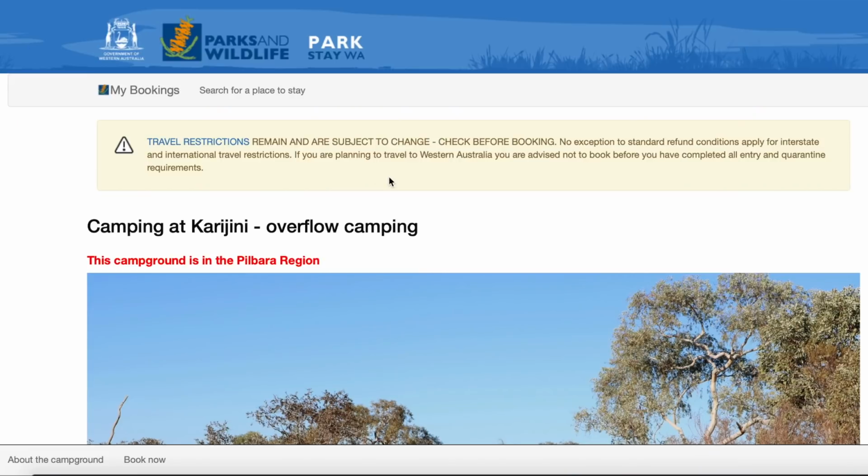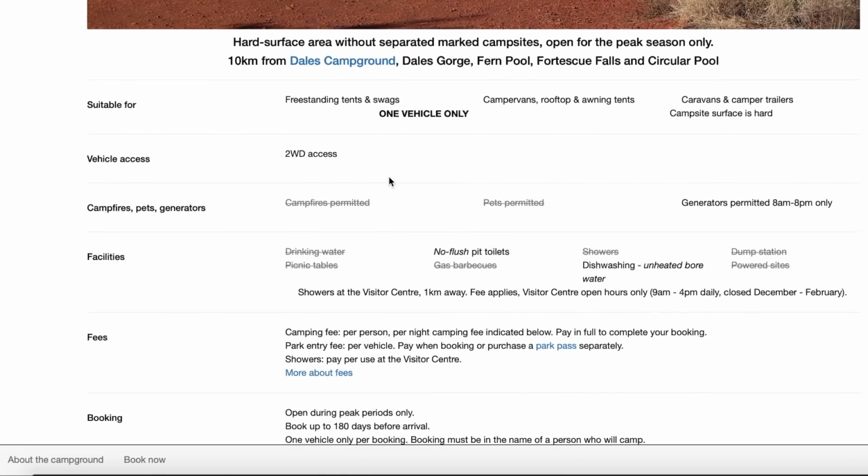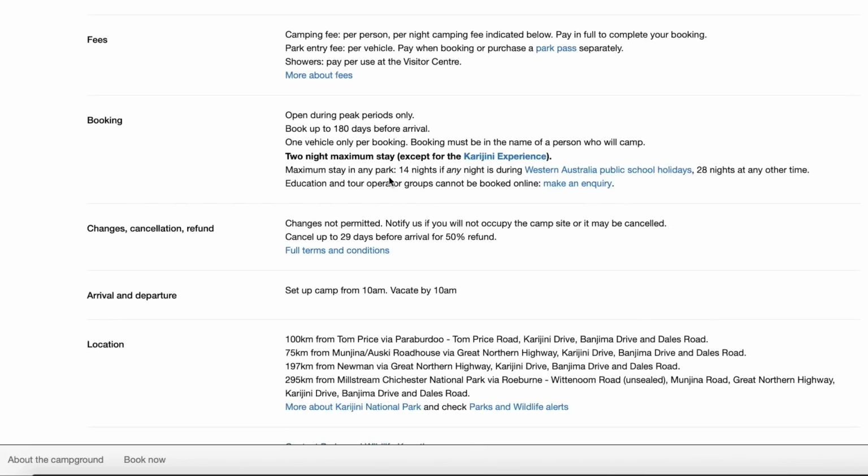Oh, hang on, where does it say? So it's 180 days. Is that 6 months? Yeah. It's not normally like this. Normally you can book it at any time, and you normally would get a spot outside of school holidays. But everyone's travelling at the moment, so things are very, very busy.